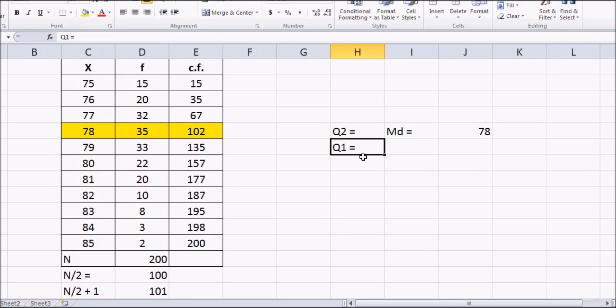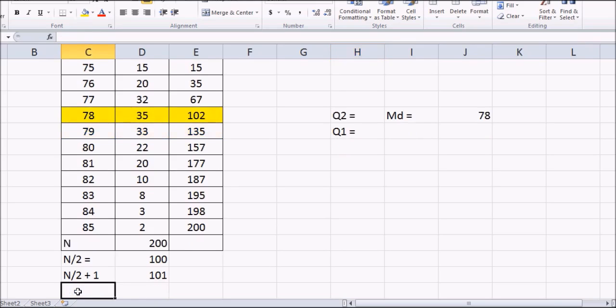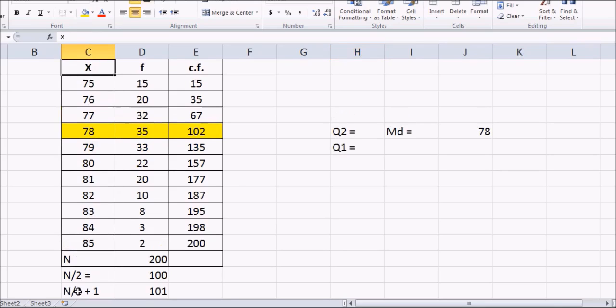So my Q1 would be n by 4. n by 4, of course, this is a trivial number, we see is 50. And so my 50th data lies here, and also my 51st data. So this will be my Q1th class. Let me write that here, Q1th class. This is my median class, or Q2 class. So my Q1 would be 77.